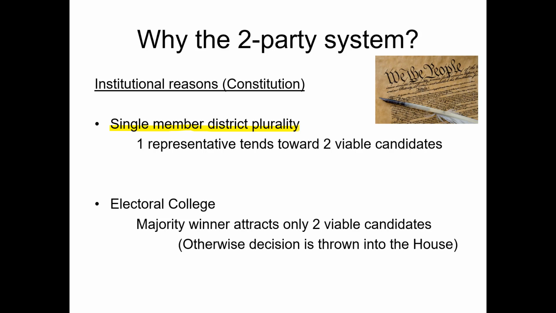This was not what they intended. This is just how it evolved over time. One of those things that the framers of the Constitution could not perhaps foresee. So those are the two major structural institutional reasons as to why the United States evolved very quickly into the two-party system that we have.